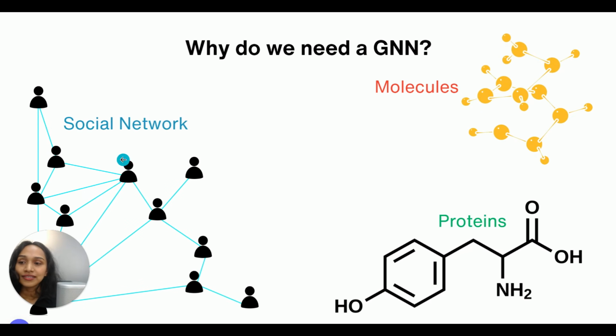So, for example, the people in a social network, or the atoms in a molecule, or the amino acids in a protein, these are examples of non-Euclidean data which cannot be considered as a grid, or we cannot directly calculate the distance between 2 points in these scenarios. So all these non-Euclidean structures can be modeled as a graph, and we can train a graph neural network to predict different things in this graph.